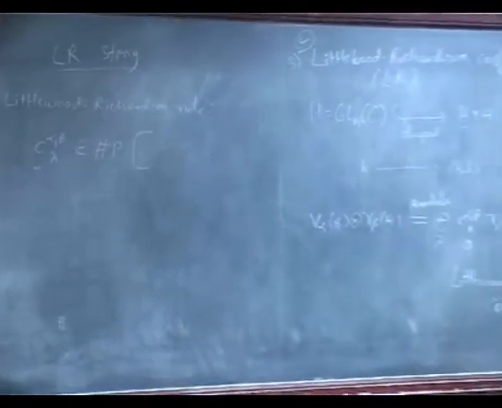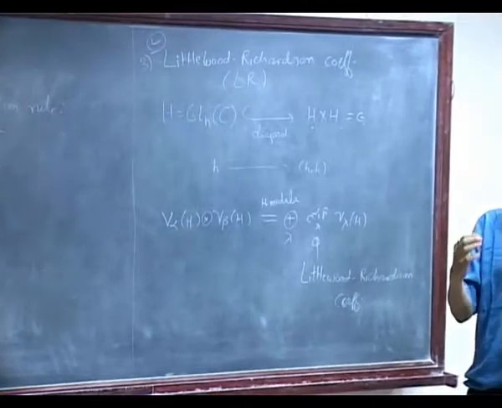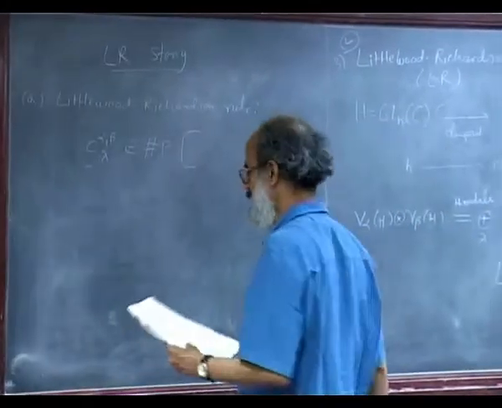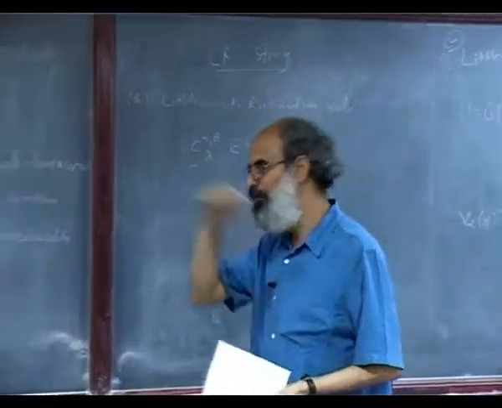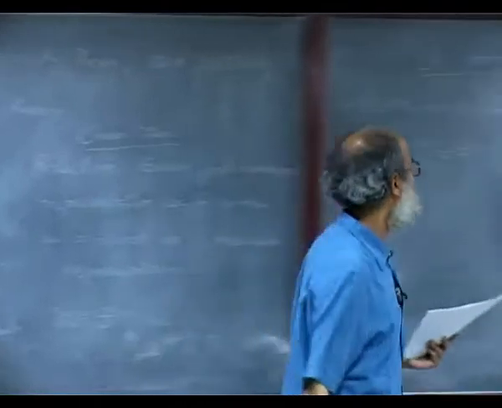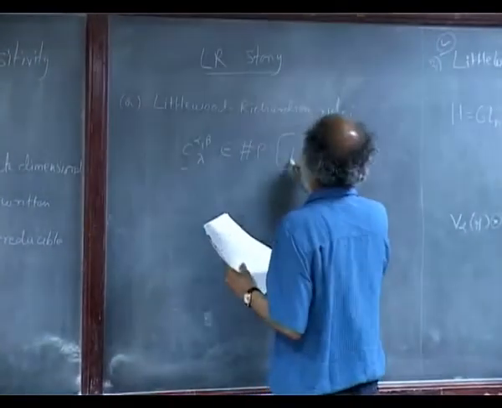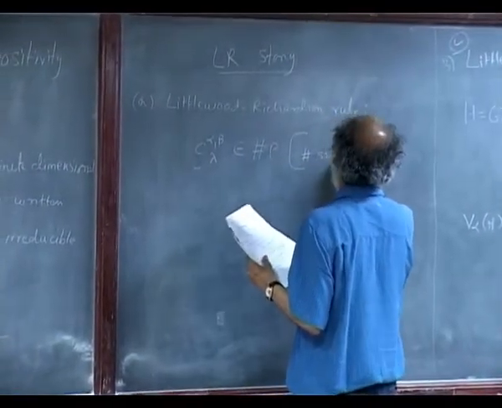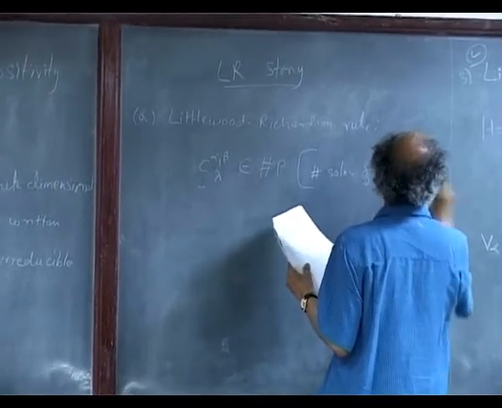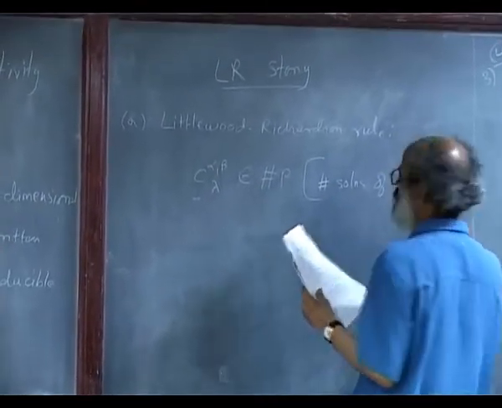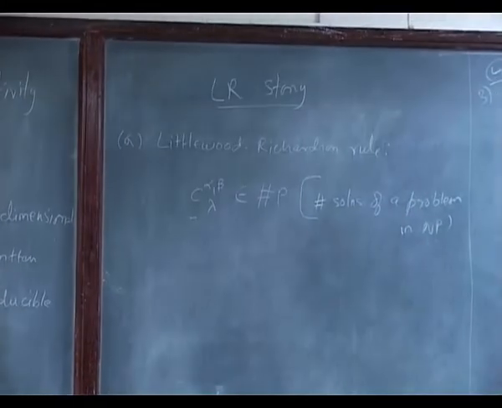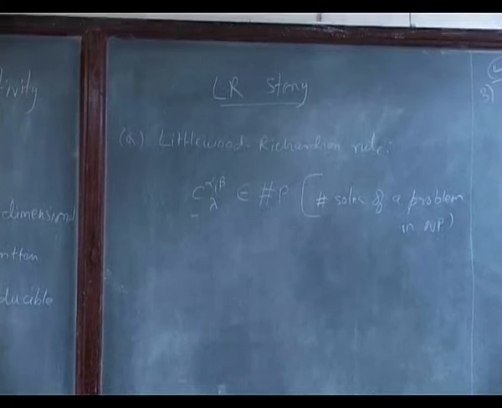And by #P, we say some function is in #P if it counts the number of solutions of a problem in NP. For example, the number of Hamiltonian circuits in a given graph is a typical #P function. So this is the number of solutions of a problem in NP. That is what we mean by a function being in #P. This is a counting class.